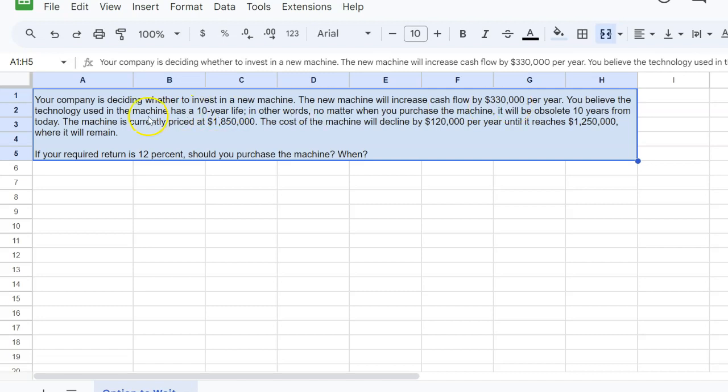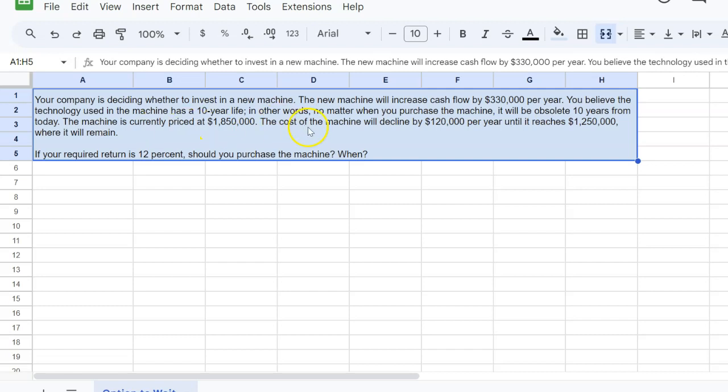Now, you believe that the technology used in the machine has a 10-year life. What that means is that no matter when you purchase the machine, it will be obsolete 10 years from today. So this is important. Even though you have the option to wait to make the investment in the machine, the technology used in the machine is going to be obsolete in 10 years from today. So if you start the project 1 year from now, this means that you'll only be able to use the machine for 9 years. If you start the project 2 years from now, you have the option to wait to do the investment, but then you'll only be able to use the machine for 8 years because the total useful life of the technology is 10.